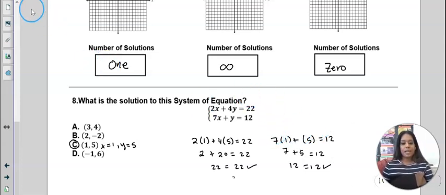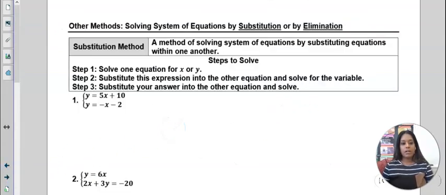In the next video, I'm going to show you how to solve using a different method other than graphing. We're going to do it algebraically, but I'll do that in the next video.